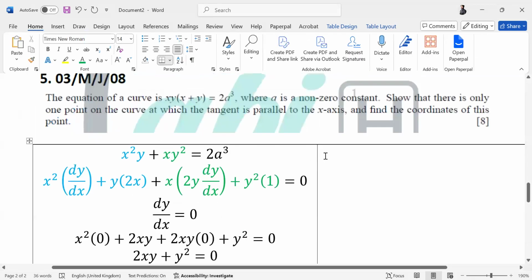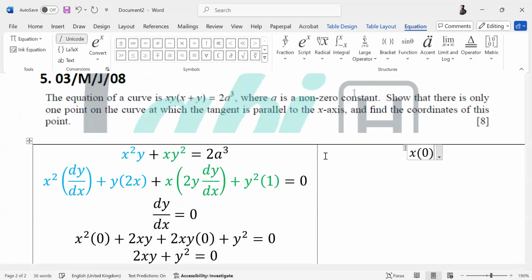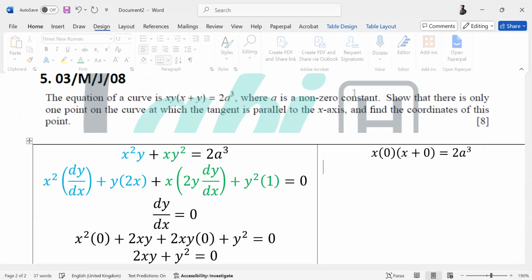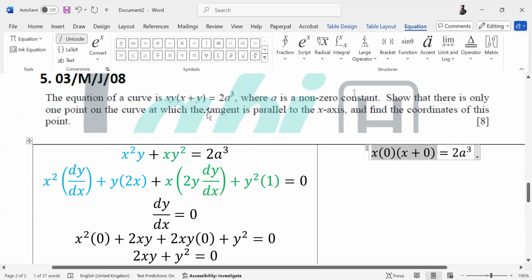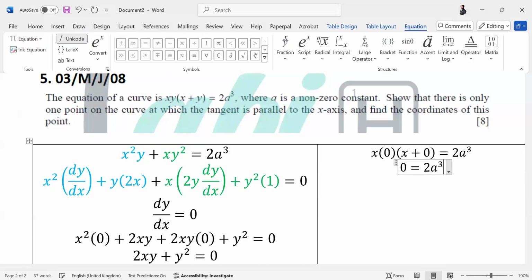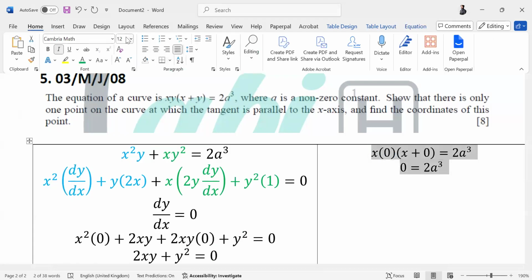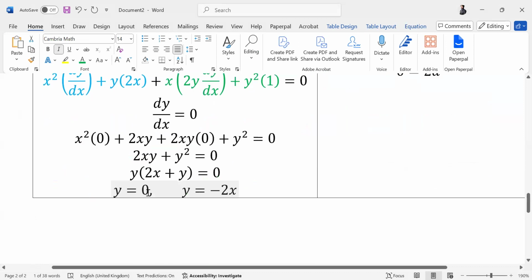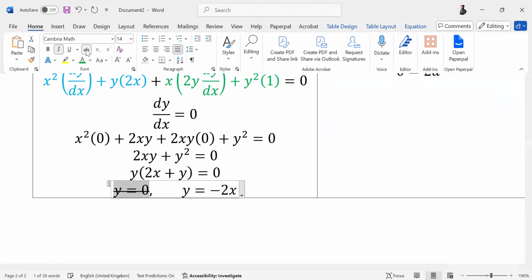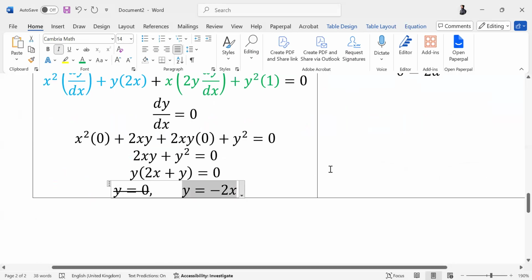If I put y as 0 in the original equation, what do I get? What does the left side become? अगर मैं y को 0 plug in कर दूं in the original equation, 0. But the question said, is this true? Is this possible? Non-zero constant. And the question clearly said that a is a non-zero constant. That meant that left side cannot be equal to 0. So we will reject this answer that y is equals to 0. This will be rejected, discarded, and this will be y is equals to minus 2x.